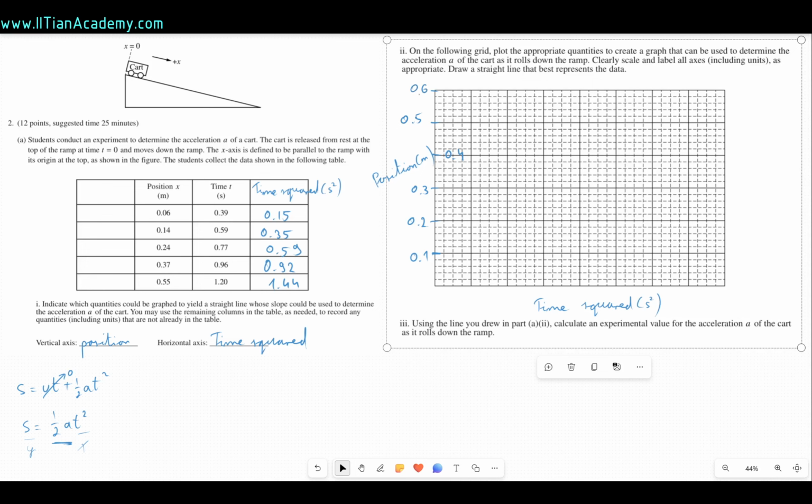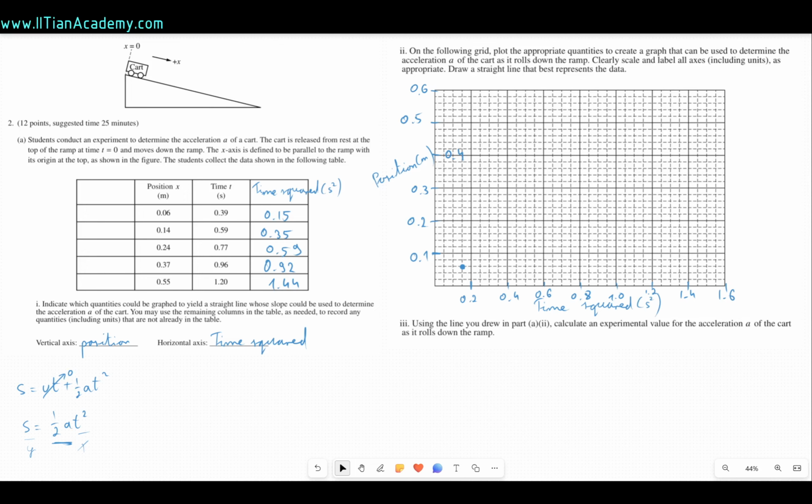0.6, and for time squared, we go from approximately 0 to like 1.5, 1.6. So we can make each major point go up in 0.2. 1.4 and 1.6. So like this, all of the points will fit onto our graph. And now we know what we need to do is plot the points. So our first point is at 0.15. So 0.15 will be approximately here, and the position is 0.06. So that point will be here.